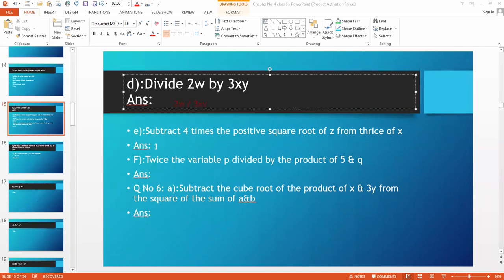Now comes the next one. Here they are saying subtract 4 times the positive square root of z from thrice of x. Listen: subtract 4 times the positive square root of z. 4 times, and we have to take the square root. So this symbol we have to use for square root.